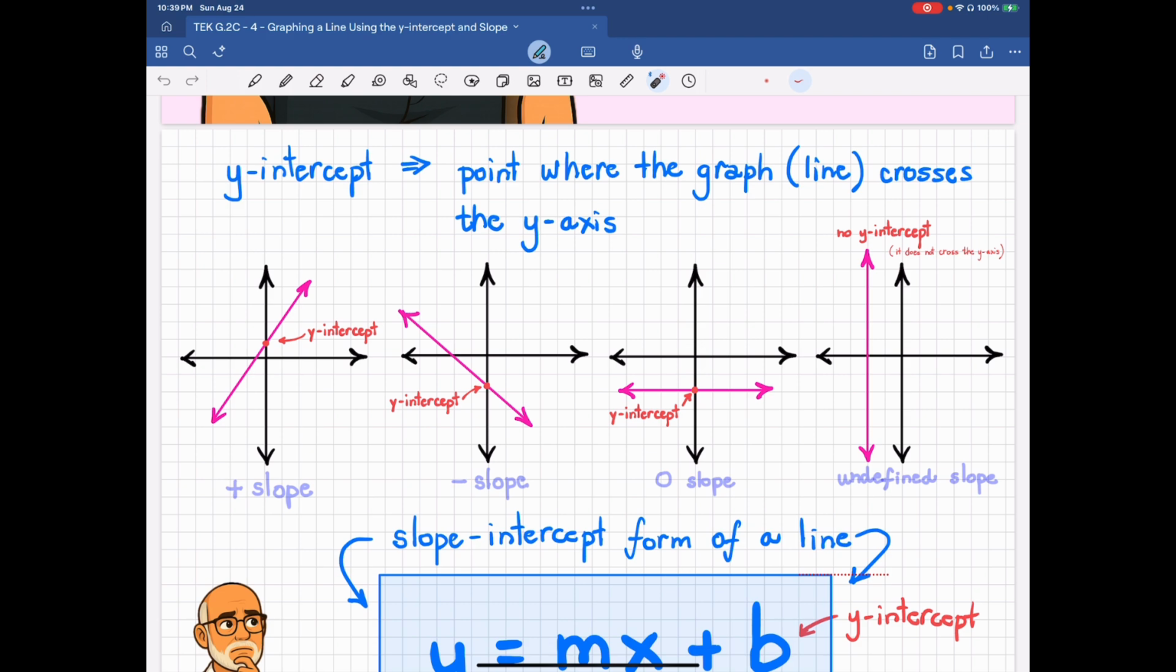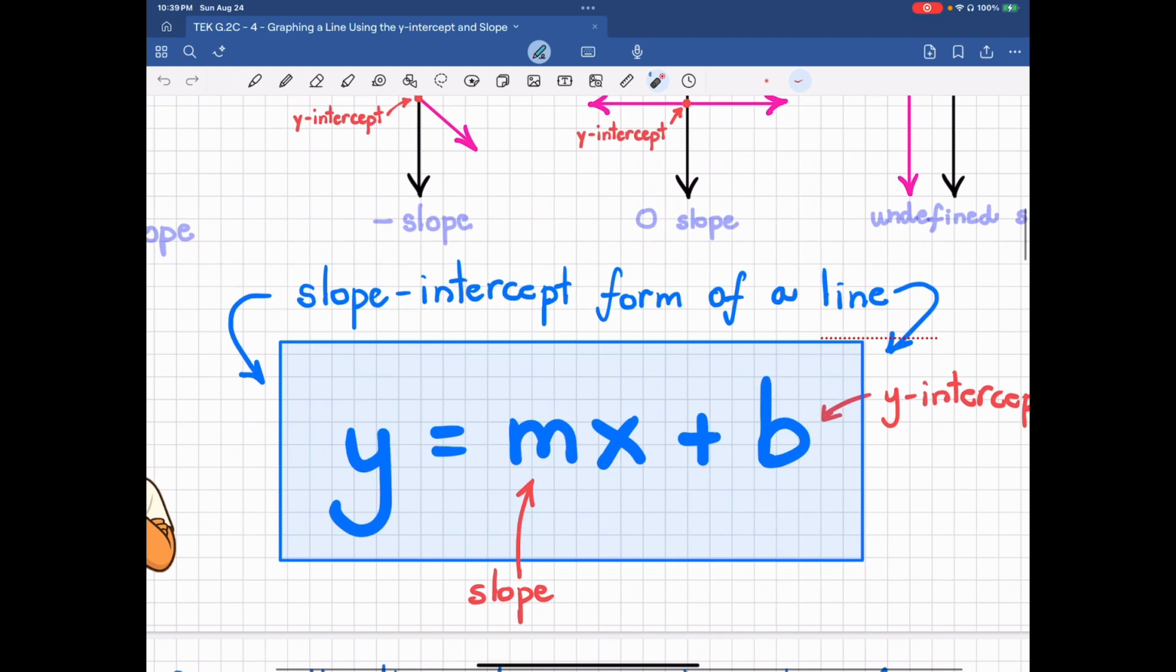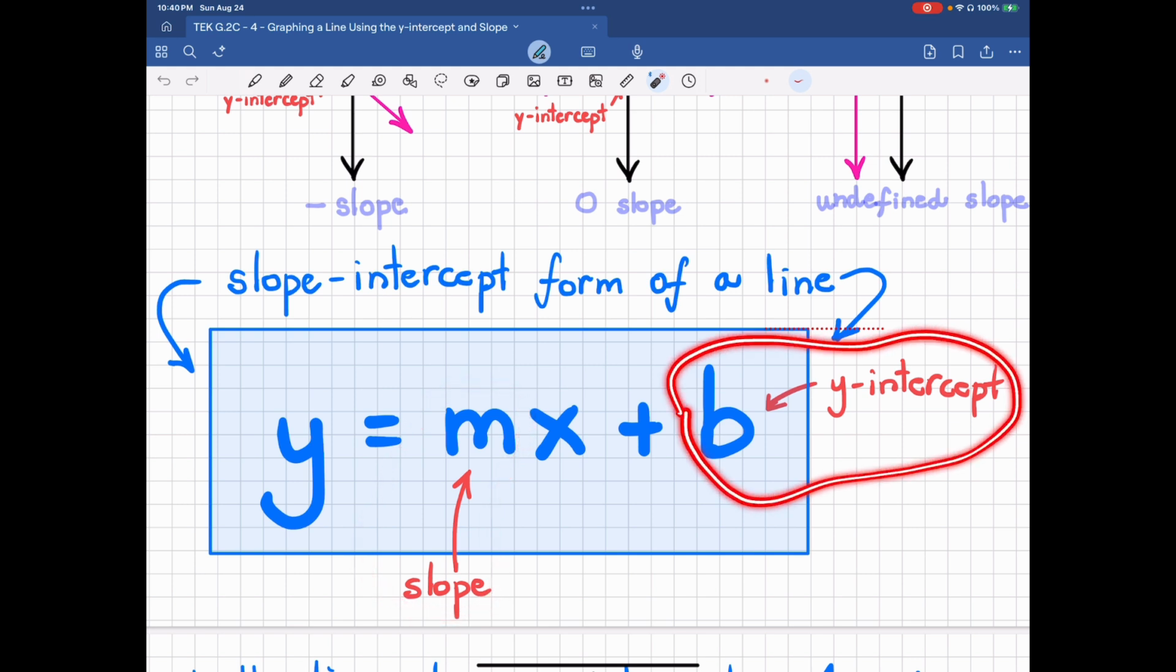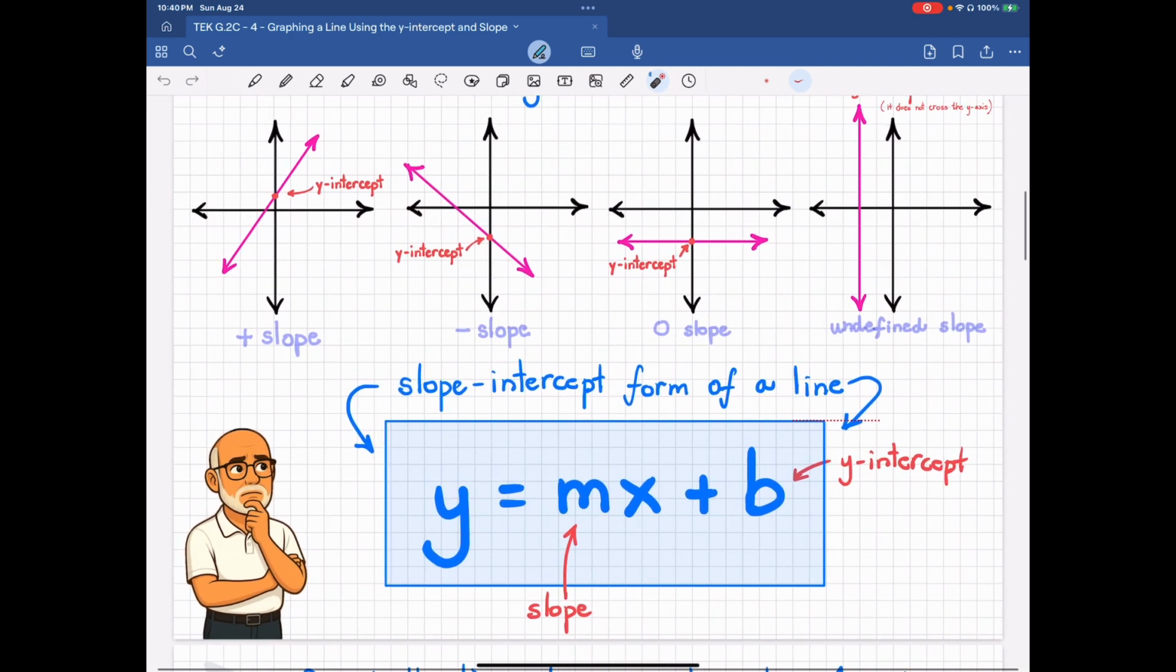Another concept I want you to remember is the slope-intercept form of a line. That is an equation that begins y equals, and then on the other side of that equation, we have mx plus b. M is our slope, b is our y-intercept. So anytime we have an equation in slope-intercept form, we can immediately tell what the slope is and what the y-intercept is.